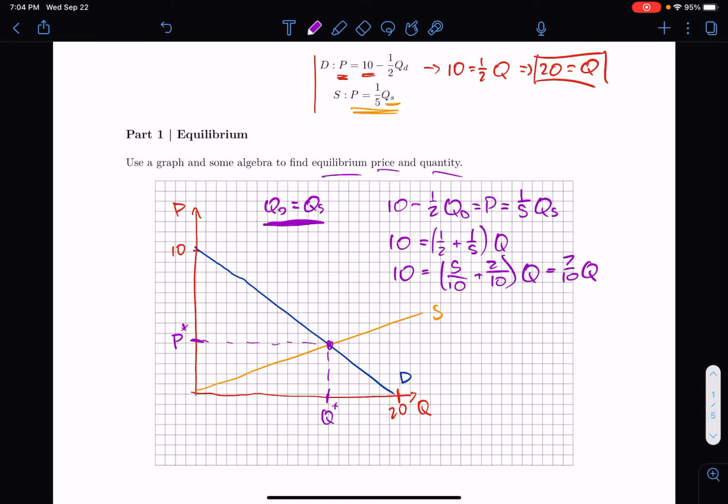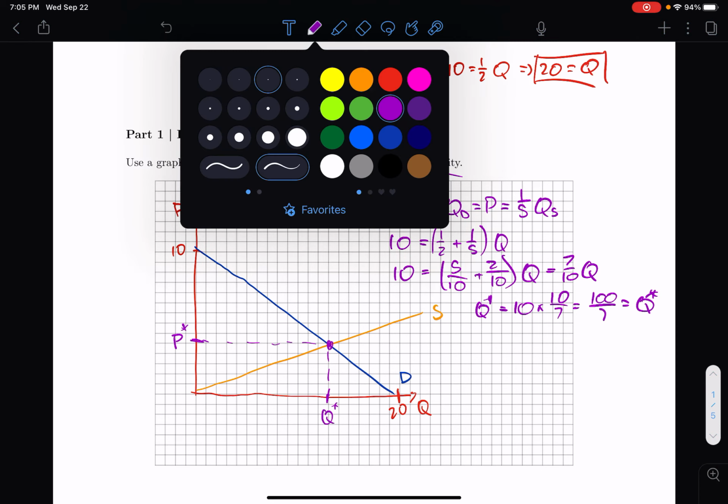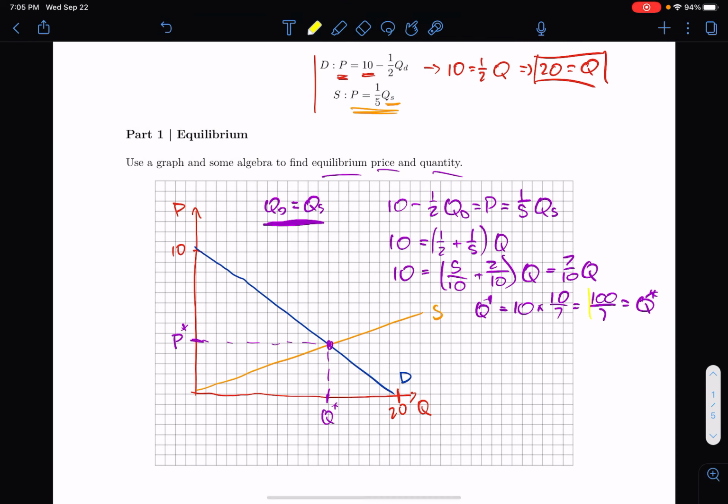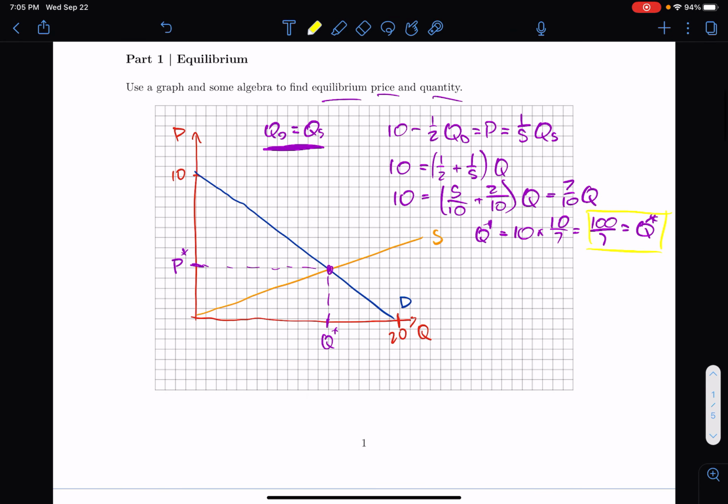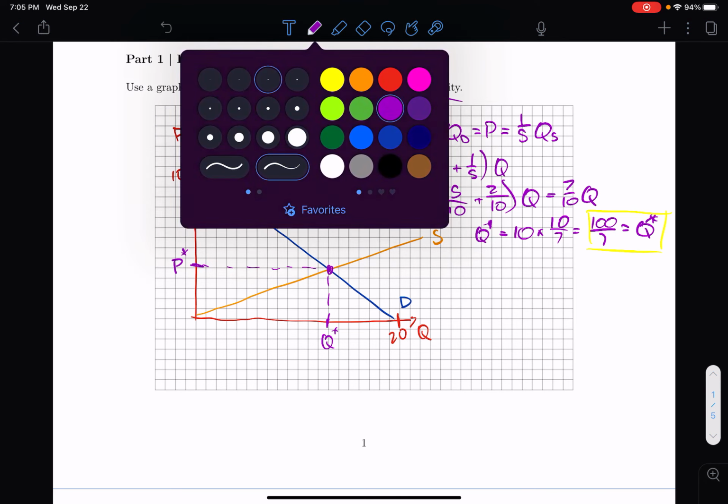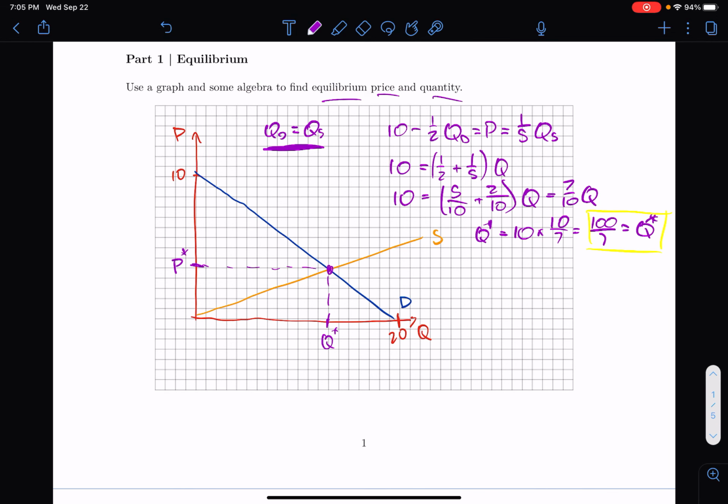Okay, so then our equilibrium quantity here is just 10 times the inverse of 7 over 10. And that comes out to be 100 over 7. And we'll put a box around this to make it easy for the grader. Okay. So that's our equilibrium quantity.